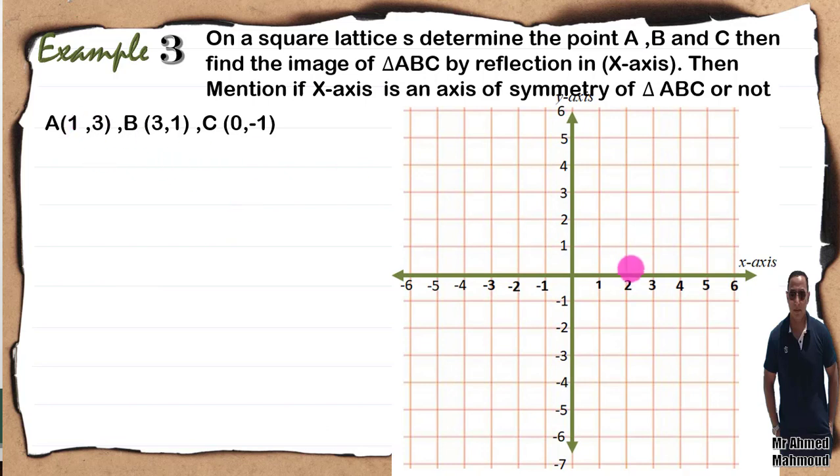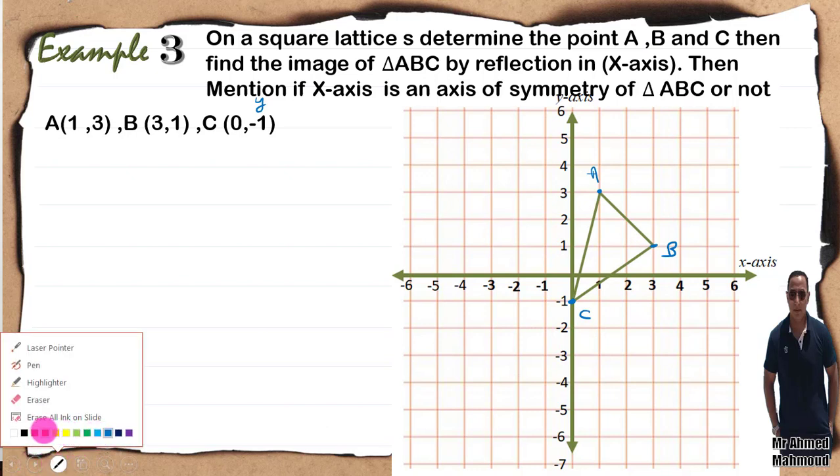Okay, here A (1, 3), B (3, 1), C (0, -1). The number here, negative 1, is the y coordinate. So this point belongs to the y-axis, 0 and negative 1 here on the y-axis. Any point including 0 belongs to one of the 2 axes. Okay, here this is point (1, 3), points A, B, C. Now I'm going to connect them like this.